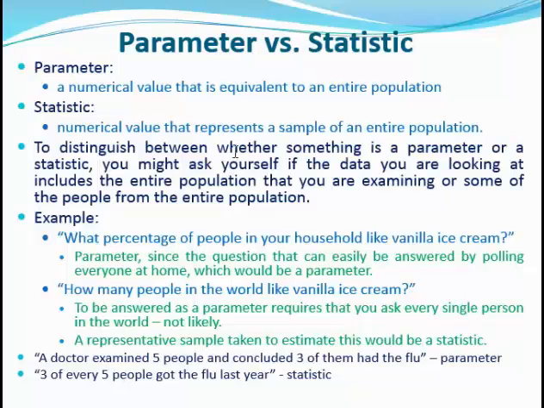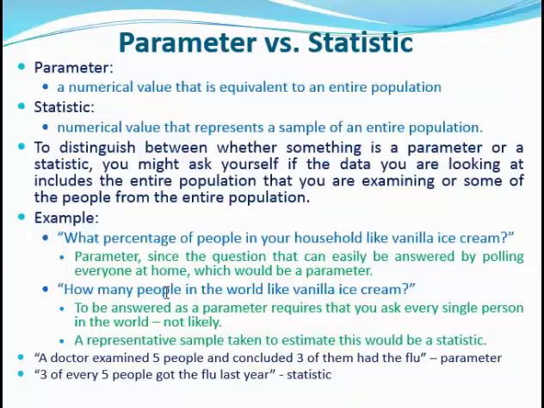To distinguish between whether something is a parameter or a statistic, ask yourself if you're looking at the entire population or only examining some people from the entire population. If you want to ask what percentage of the people in your household eat vanilla ice cream, and you have a relatively small household, four or five people, it's relatively easy to do a survey. You can ask every single person in your family, do you like vanilla ice cream? And you'd get a parameter because that's your entire data pool.